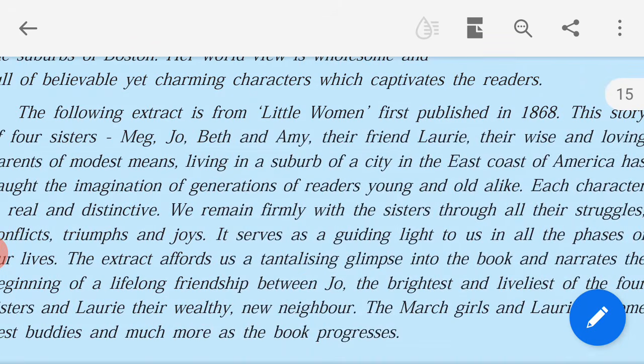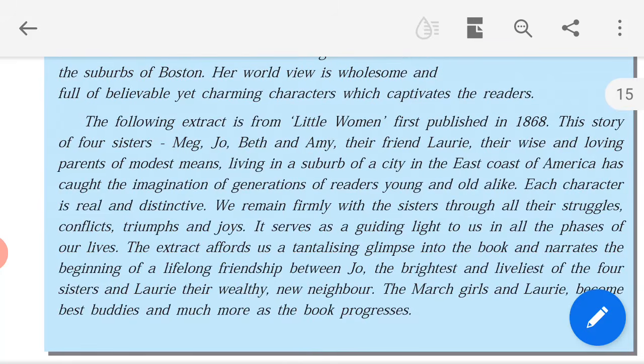The next character is Amy March. Amy March is the youngest March girl. Amy is an artist who adores visual beauty and has a weakness for pretty possessions. She is given to fits of temper and vanity, but she does attempt to improve herself.